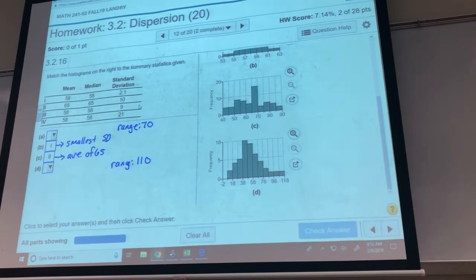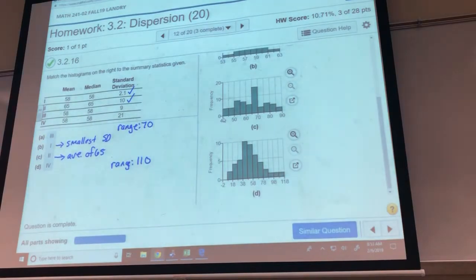So we've already placed 1 and 2. So now we've got 3 and 4. 4 has the largest standard deviation. That should correspond to the largest range. So we'll put 4 here. And then the last one is going to be 3. So we'll put 3 right there.